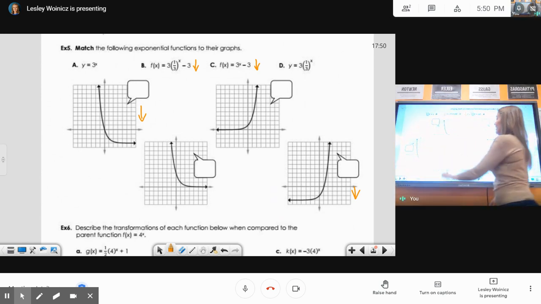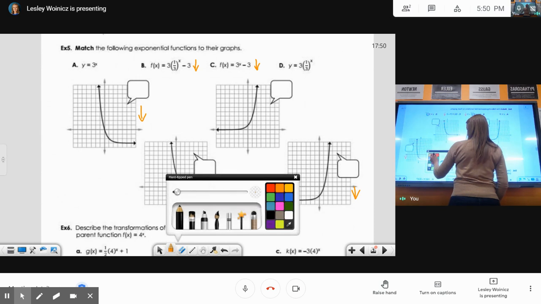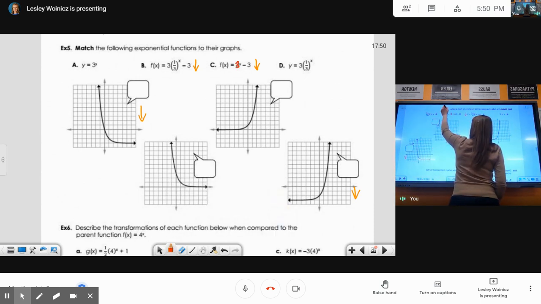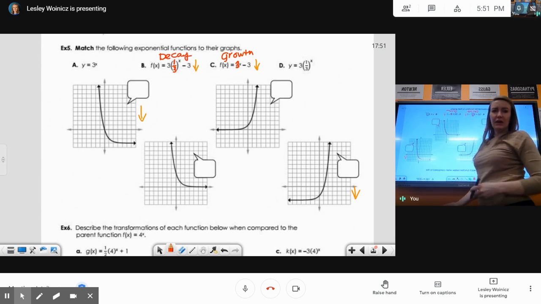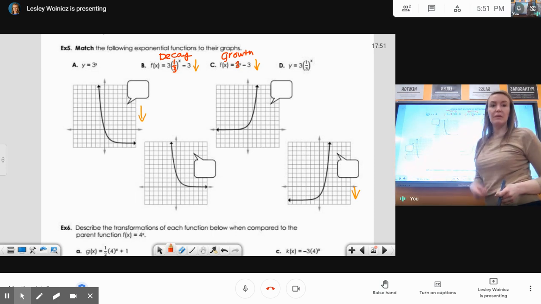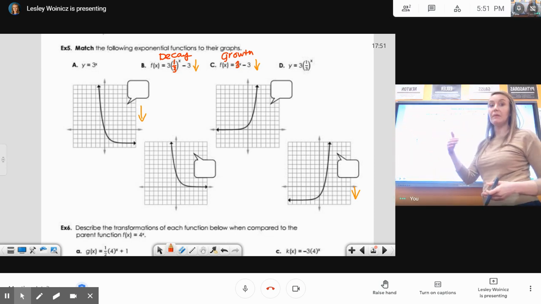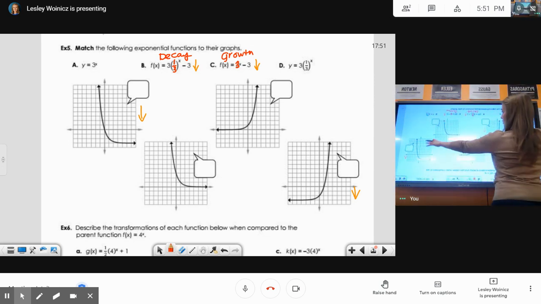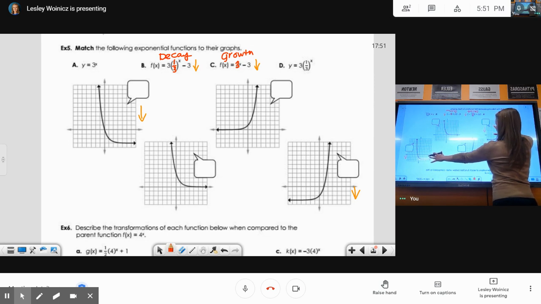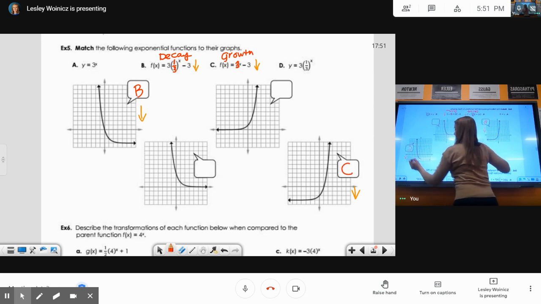Okay, when I look at C, my base is 3. And if my base is 3, then I know that it's growth. Okay, if my base is 1/3, that is decay. Remember that your base is like your R value. They're the same. It's what you multiply by. So if I'm multiplying by 3, I'm growing. If I'm multiplying by 1/3, shrinking. So looking at my two shifts, this one is decay, that one is growth. This has to be B, and this has to be C.